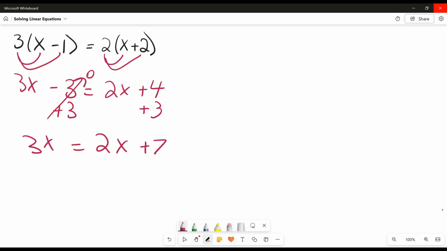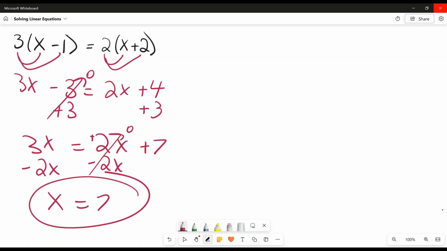And then I'm going to get rid of that 2x by subtracting 2x from both sides. Remember, this is a positive 2x. Subtracting 2x will give you 0. So here I'll get x equals 7. And that's my final answer.